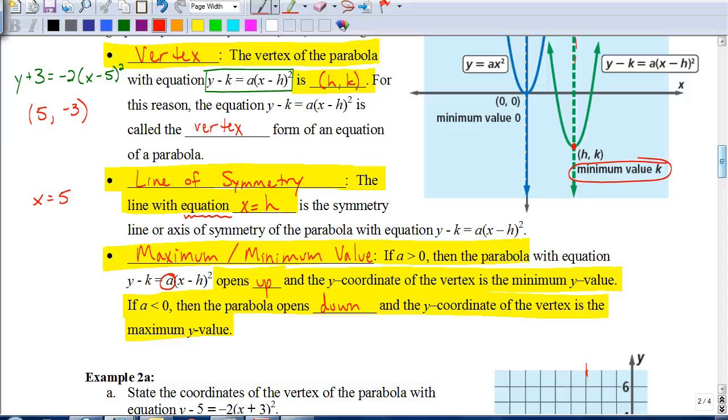Or if it's negative, like we have in our equation, it's a negative 2, that tells us that our graph opens down. And in this case, if it opens downwards, this is now your maximum value for y, because that's the highest point that the graph is going to reach on the y-axis. That would be your maximum value.